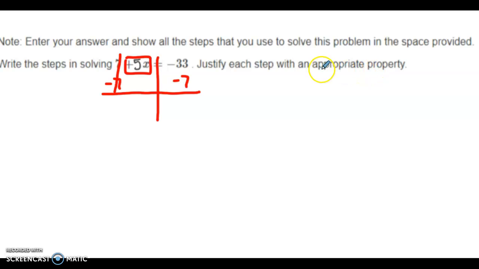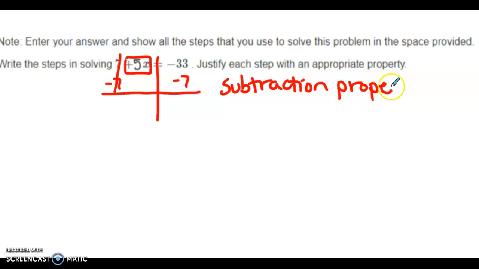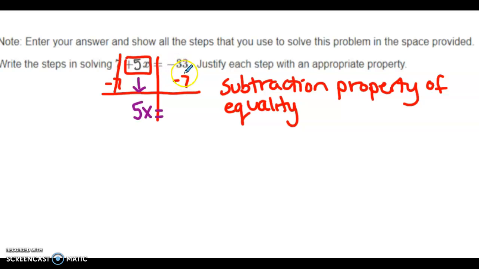And now when I want to justify it using the appropriate property, that's the subtraction property of equality. It just means whatever you do to one side of the equals, you can do to the other side. So that's the subtraction property of equality. Okay, and then I'm going to simplify. So I'm going to bring down the 5x. And a negative 33 minus 7 is a negative 40. So my next step was to simplify. Basically, I just did the subtraction.